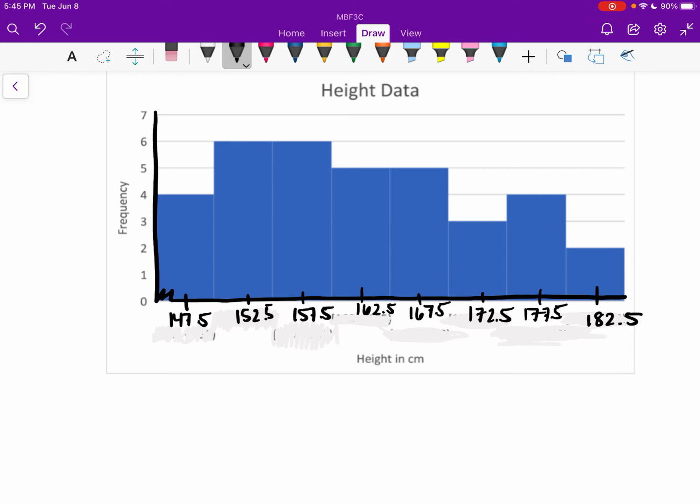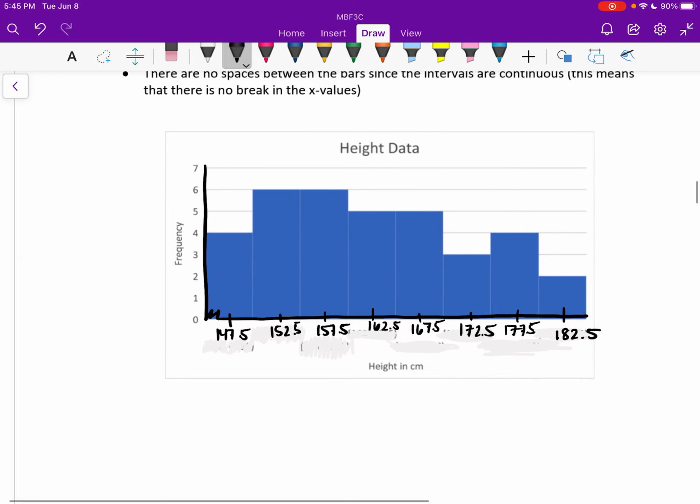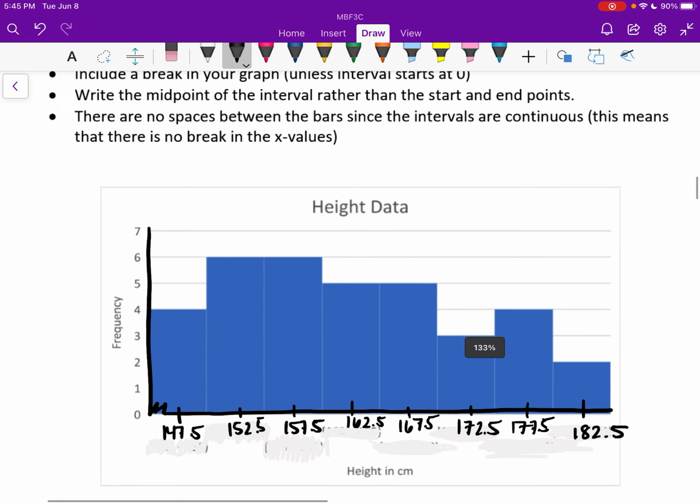So that's what our graph is going to look like. There's no spaces in between the bars. Even though there are little ones here, there's not big ones because the interval is continuous. It means that there's no break in the x values, right? So that is how you draw a histogram.